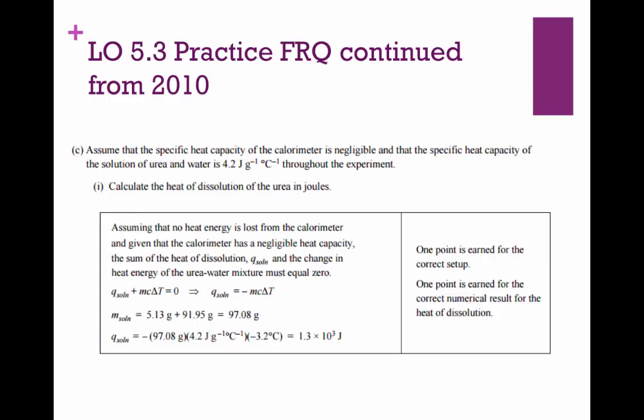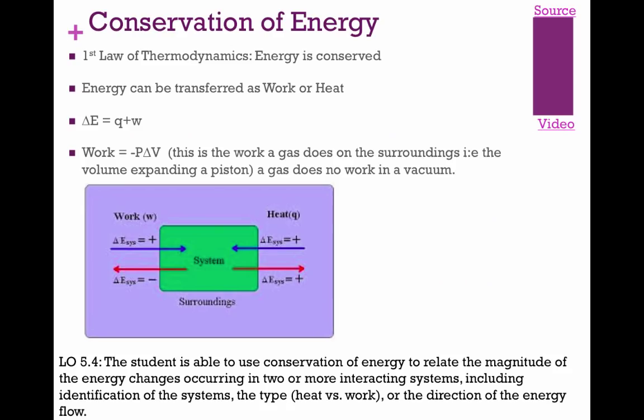So if we're using Q equals MC delta T, you get a point. And then the other point is earned for the correct numerical result. In this case, they don't care about the sign, because it doesn't say for the correct sign. Sometimes they care, sometimes they don't. You don't know until they come out with the scoring guidelines.